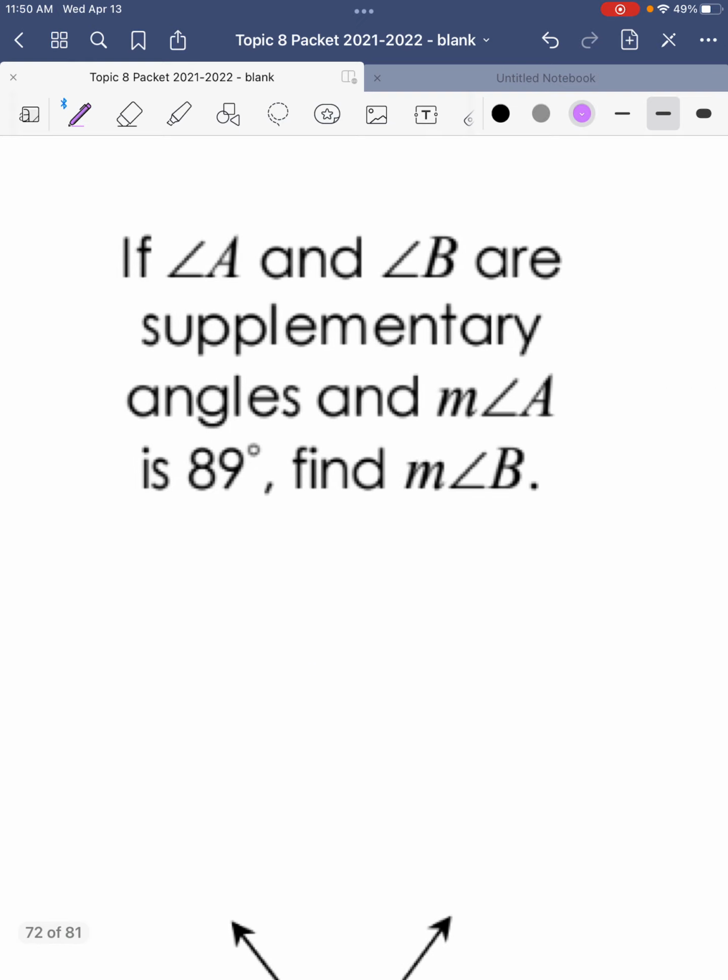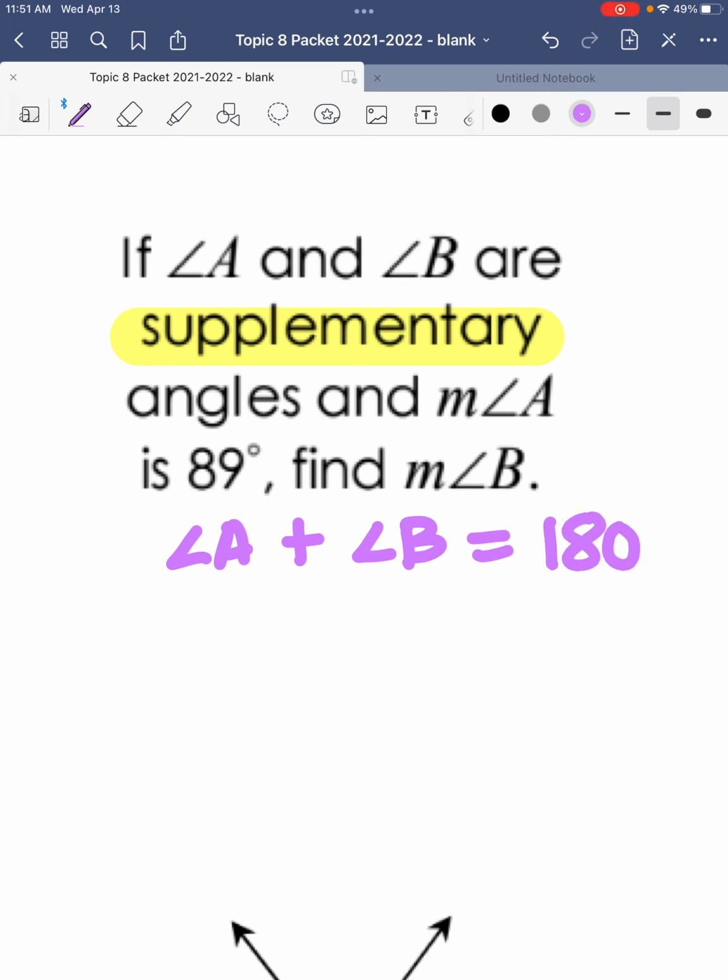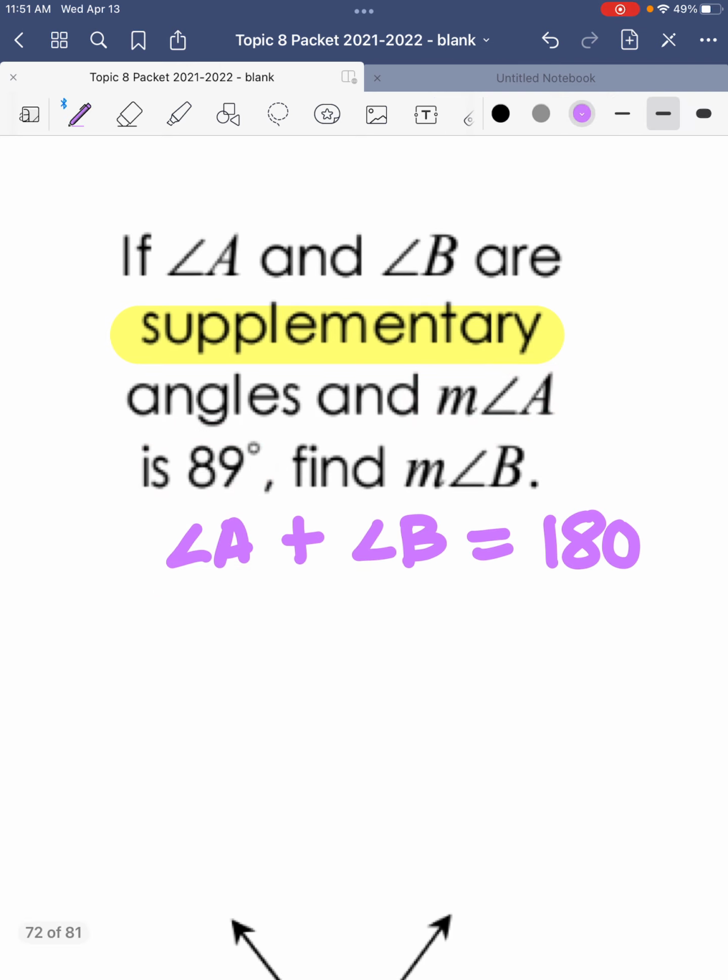Okay, number 11. If angle A and angle B are supplementary angles, and the measure of angle A is 89 degrees, find the measure of angle B. We'll start with your vocab. So I know that they are supplementary angles. That means they add up to 180 degrees. So angle A plus angle B equals 180. Now, I also know that angle A is 89 degrees. So I'm going to replace that with 89. So we have 89 plus angle B equals 180.